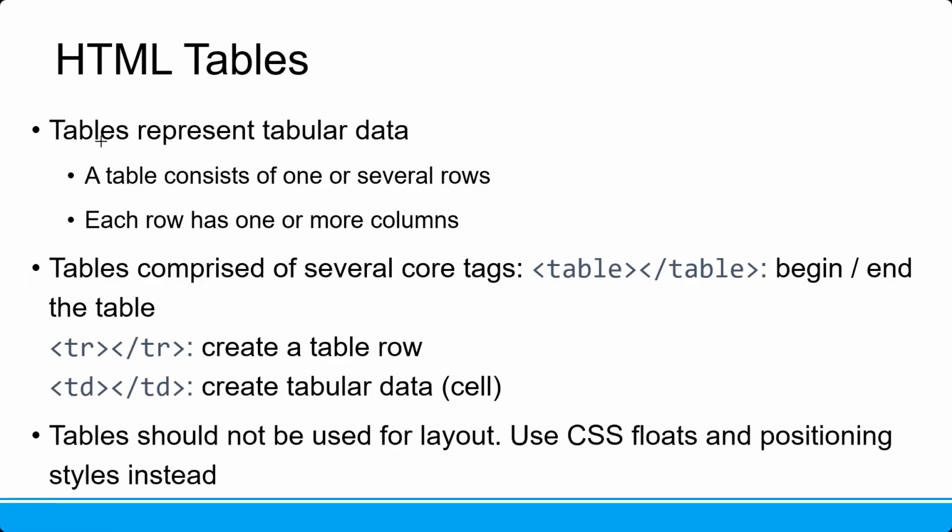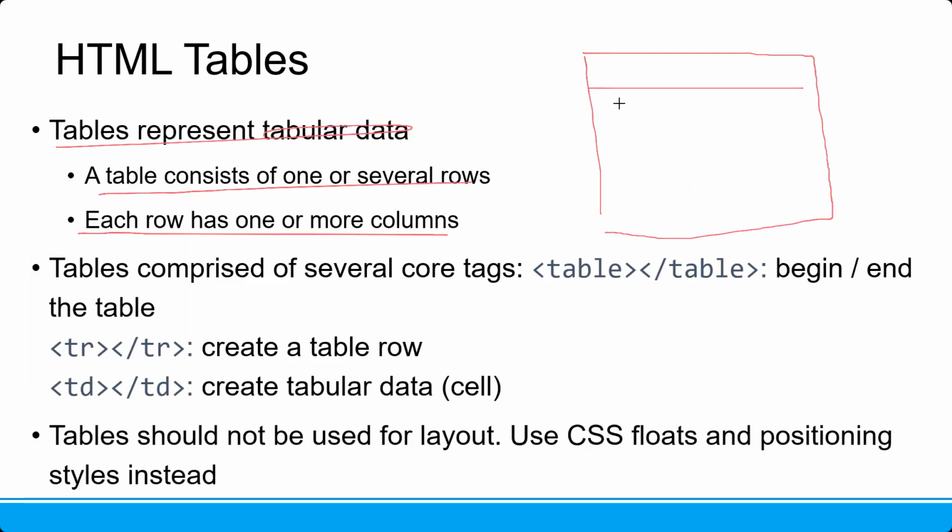So tables represent tabular data. If you use Excel, that's one example of tabular data. A table consists of one or several rows, and each row has one or more columns. So when we have the table, you can have rows, you can have columns.